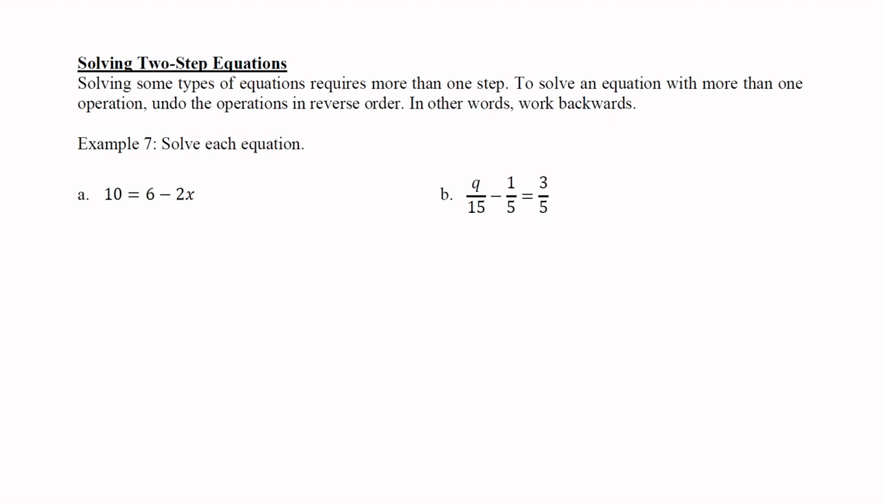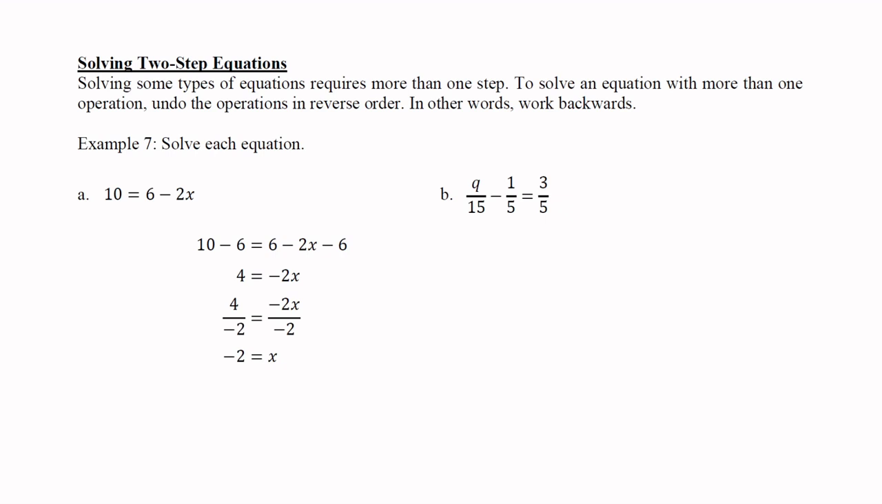So let's start with A. What we want to do is start from the outside and work our way in toward the variable. On the right-hand side, the first thing we can do is subtract 6 from each side. When we do, we end up with 10 minus 6, which is 4 on the left, and then 6 minus 6 on the right becomes 0, and that just leaves us with negative 2x. Then we're going to divide each side by negative 2 to get to our x value. 4 divided by negative 2 gives us negative 2, and that is our value for x.